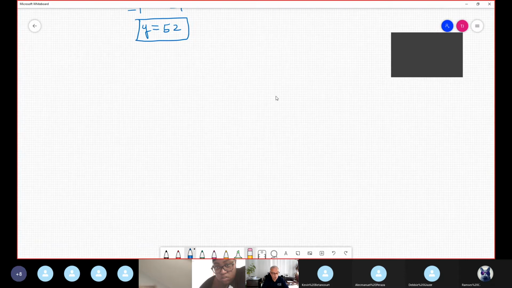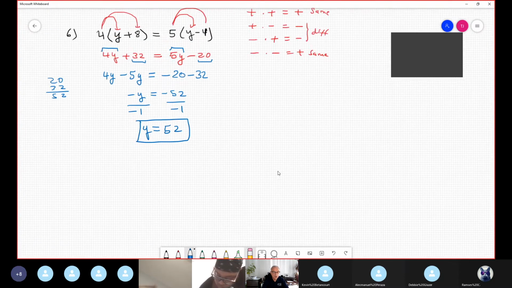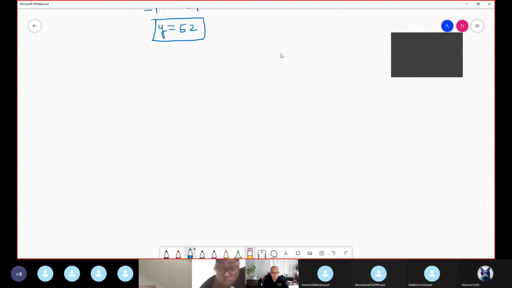Okay, this is number 7. We are doing 6, now 7. 7 is similar: 4 times parentheses 2z minus 2 equals 7c plus 2. Immediately when you see parentheses, you apply the distributive property.